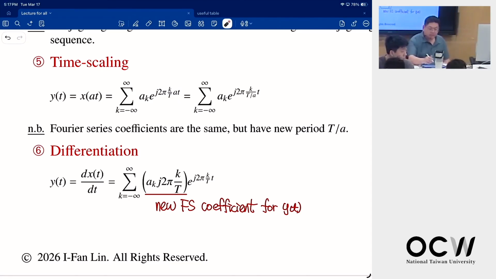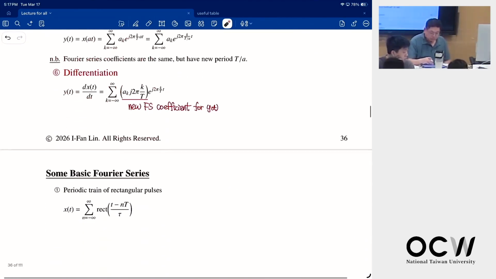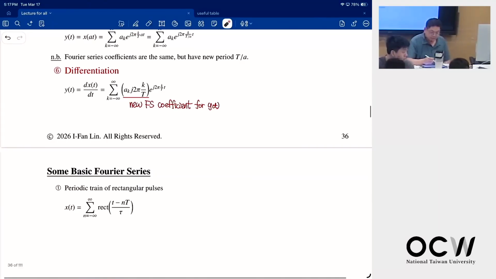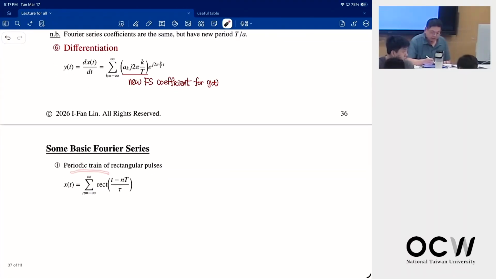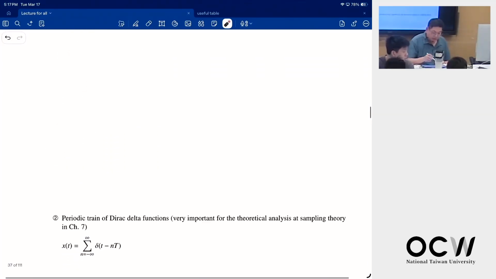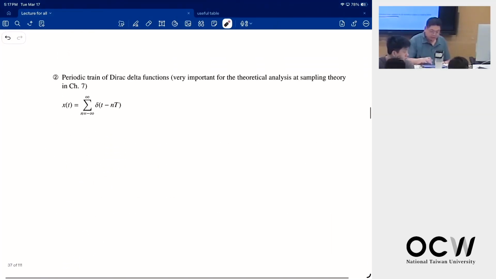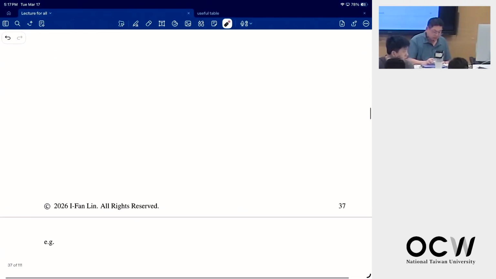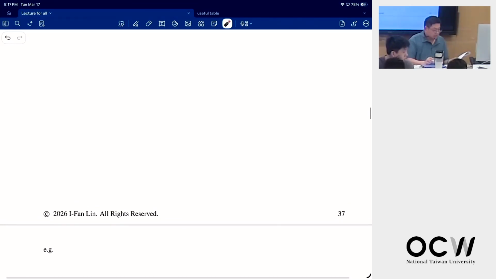And then next week, you are going to learn some basic Fourier series. Okay, what is a periodic train of rectangular pulses? And also a periodic train of delta functions. And also something very important, signals that we may use.